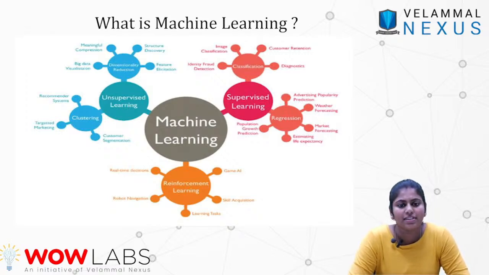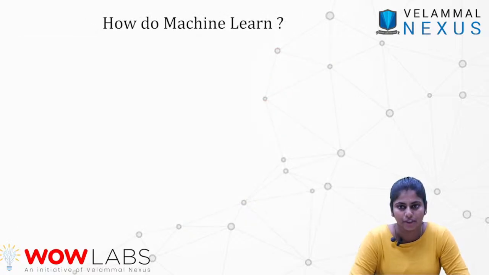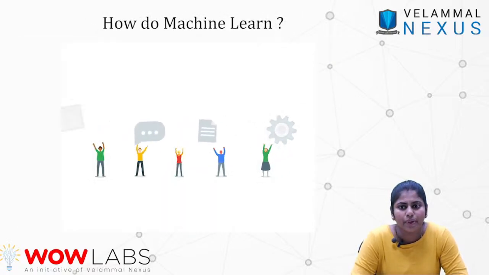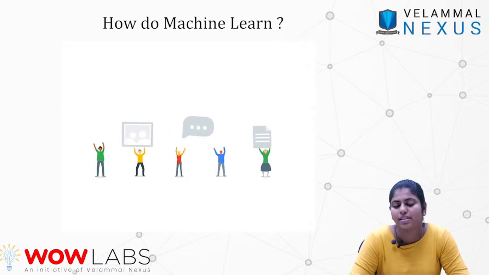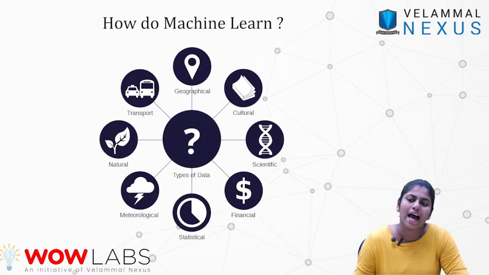So, let's jump into how machines learn. To keep things simple, just know that machines learn by finding patterns in similar data. Think of data as information you acquire from the world. The more data you give to a machine, the smarter it gets. But not all data is the same.